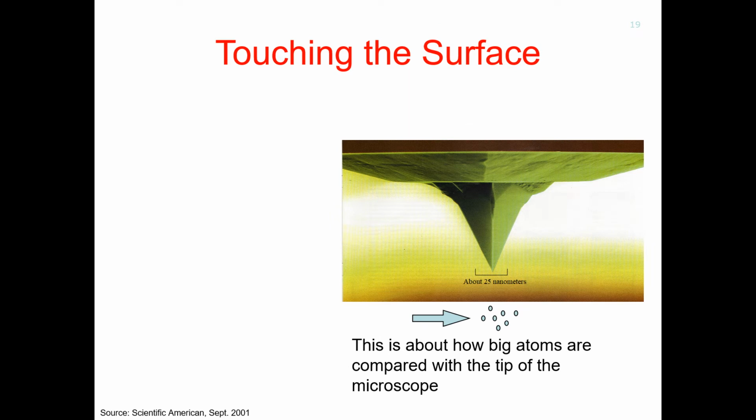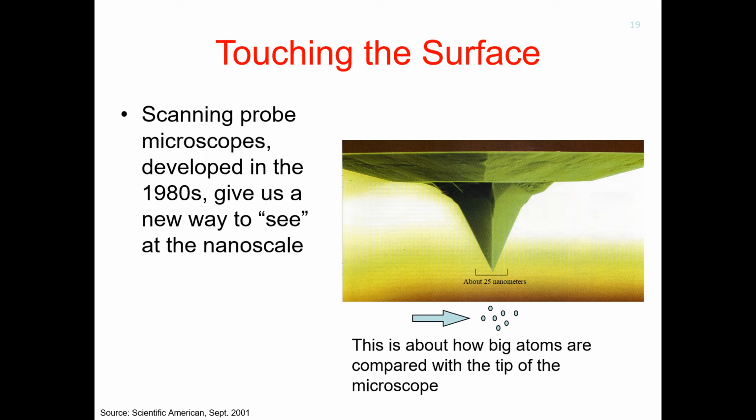Then we have the instrument with the help of which we can touch the surface, basically called scanning probe microscopy. Scanning probe microscopy can be further divided into two types. One is called atomic force microscopy, and the other is called scanning tunneling microscopy. Scanning probe microscopy was developed in the 1980s. It's very recent, almost 40 years back, and it gave us a new way to see at the nanoscale.